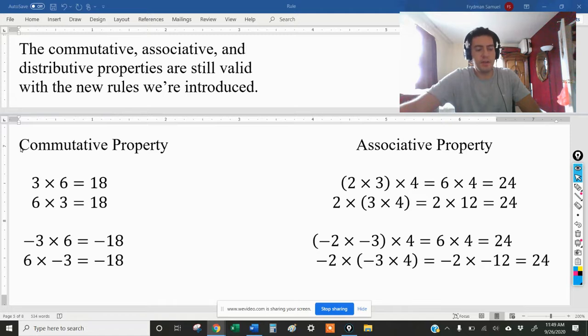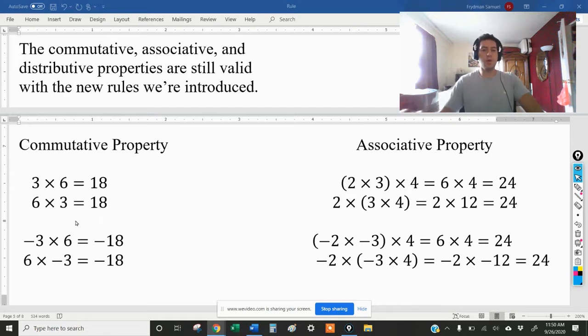So let's start with the commutative property. The commutative property says that for multiplication or addition, if we change the order, we should still get the same answer. So for example, 3 times 6 is 18, and 6 times 3 is also 18. So even though we reversed the order of that multiplication, we got the same answer. In other words, 3 groups of 6 is the same as 6 groups of 3. Okay, we would have 18 both times.